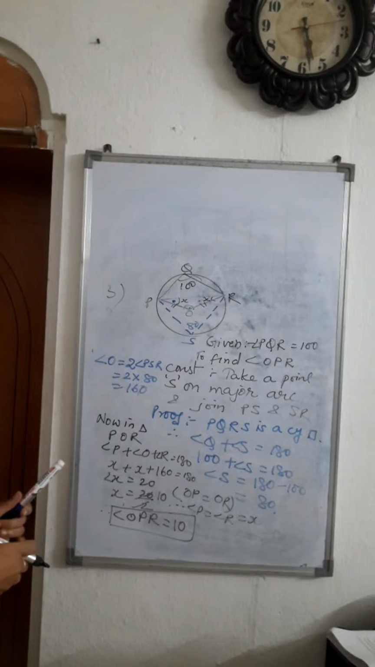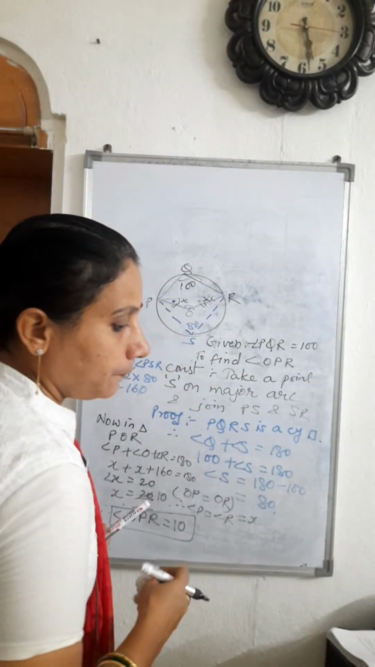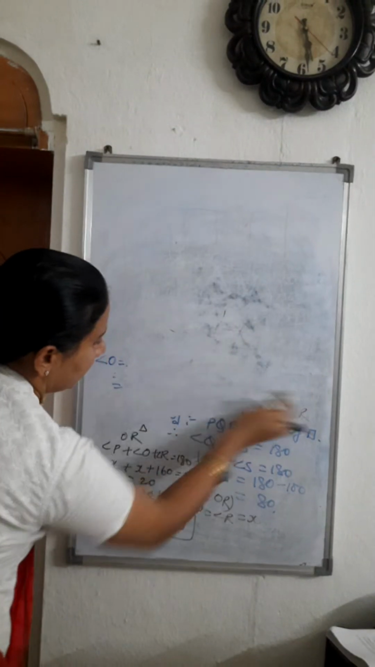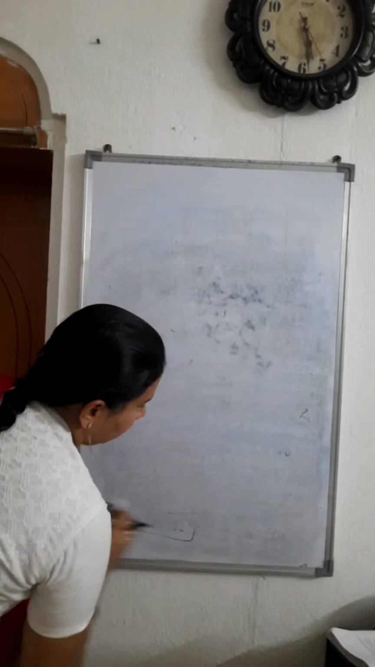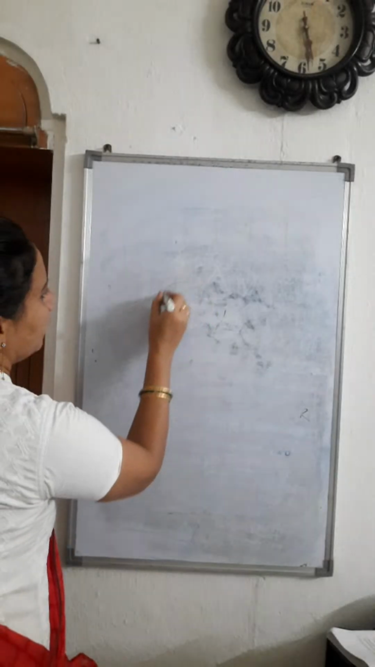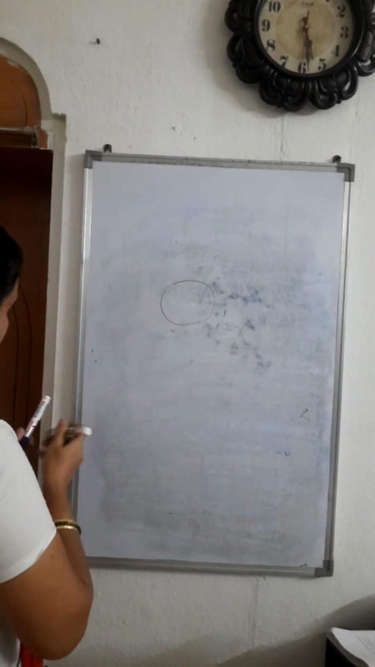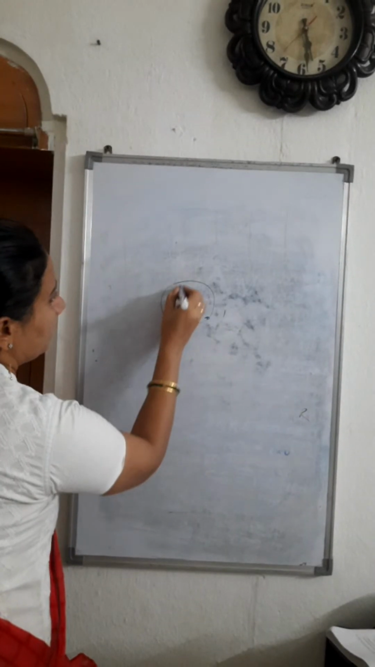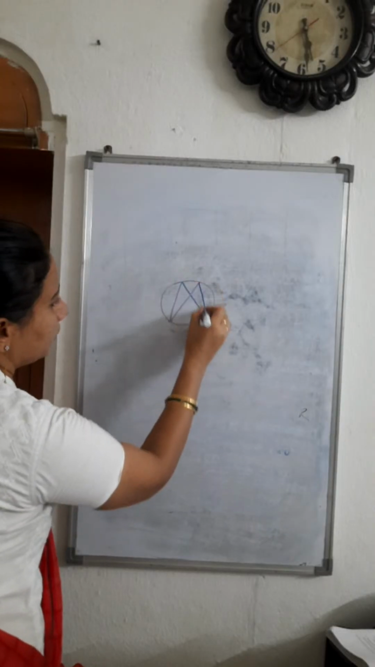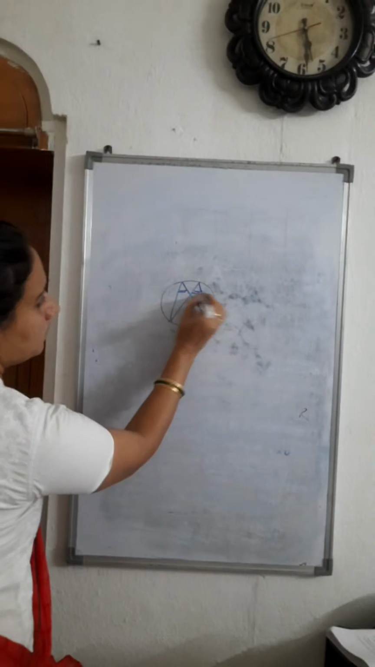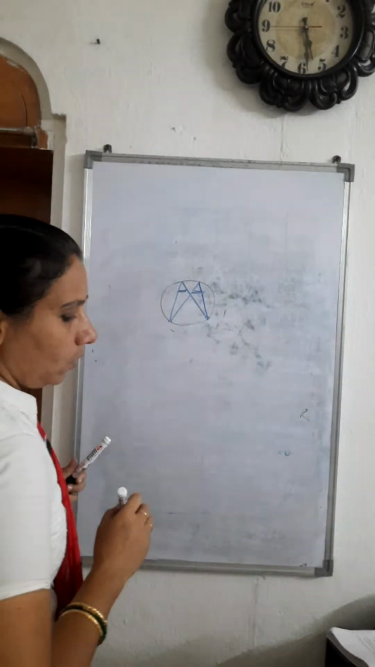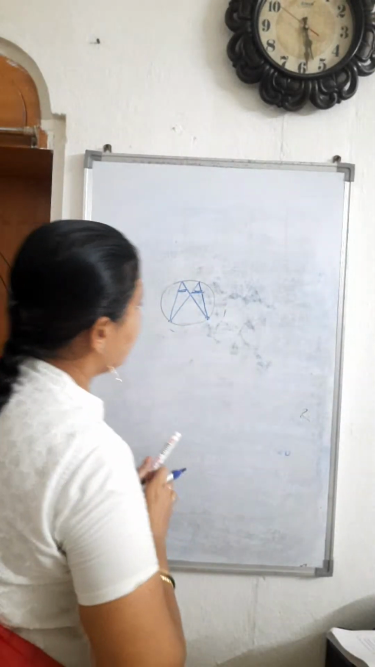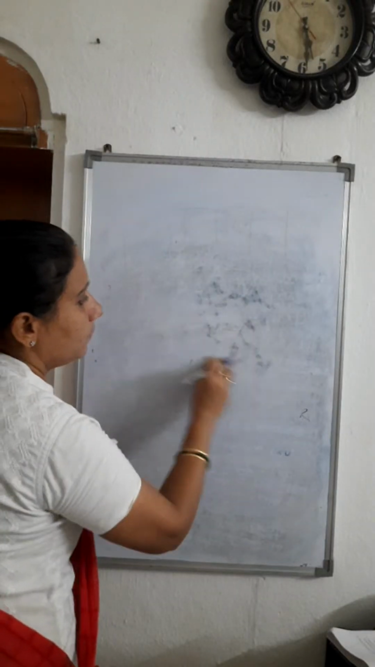Let's move to the fourth question, which is based on another property, that is, angles of the same segment are equal. So what do we mean by that property? Let me explain. In a circle, if two angles start from the same point and end at the same point, we call them angles of the same segment. And angles of the same segment are always equal. So these angles will always be equal. Our next question is based on this property.